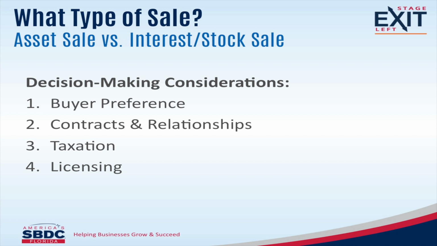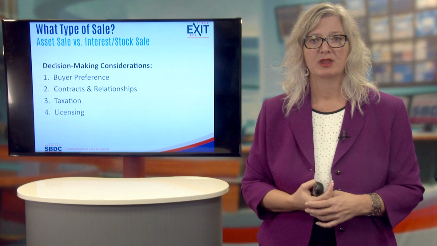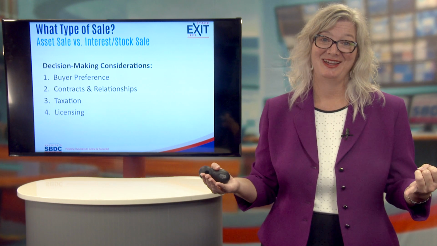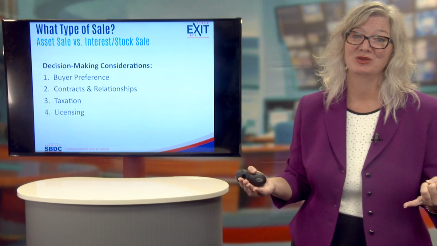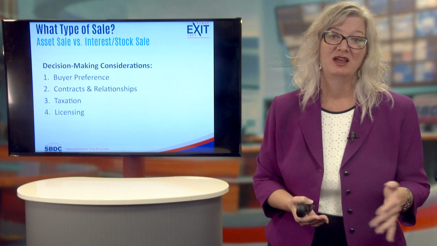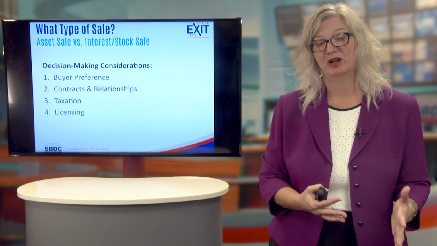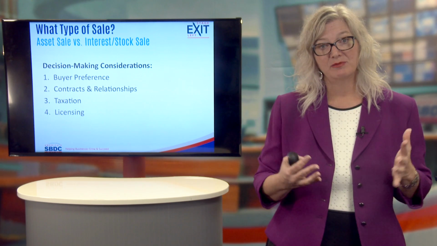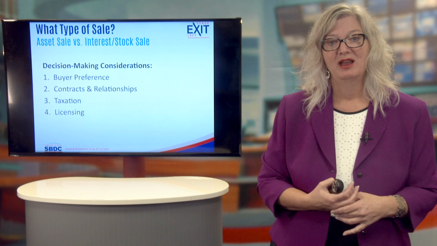So when you're making a decision, what type of sale do you want? Here are the four big things that really make a difference in that decision. Number one is the buyer preference. You're not going to force a buyer to buy the stock of the company if all they want to do is buy the assets. So if the buyer comes in and they have a very strong preference for an asset sale, most likely it's going to be an asset sale.